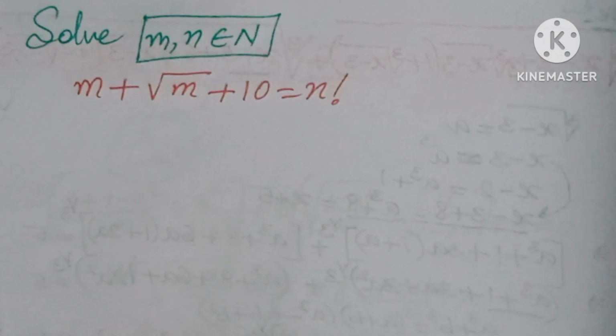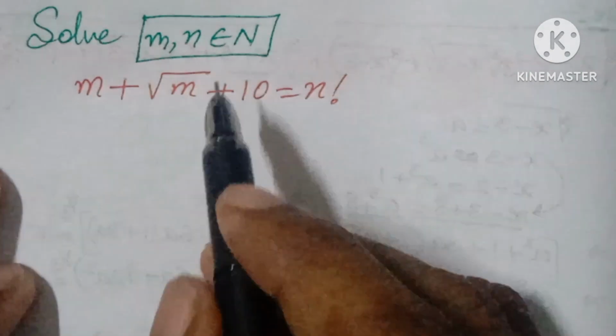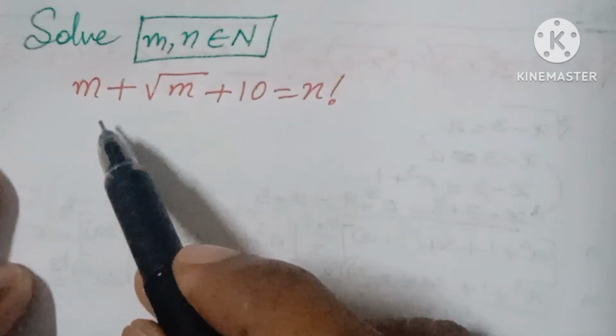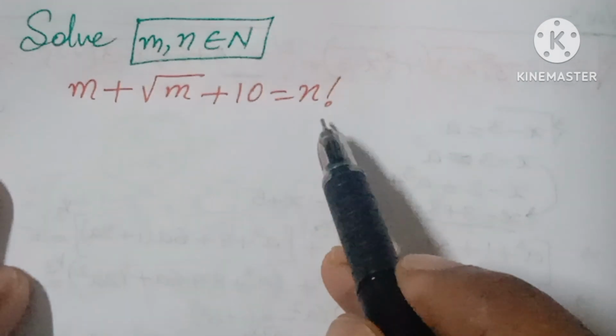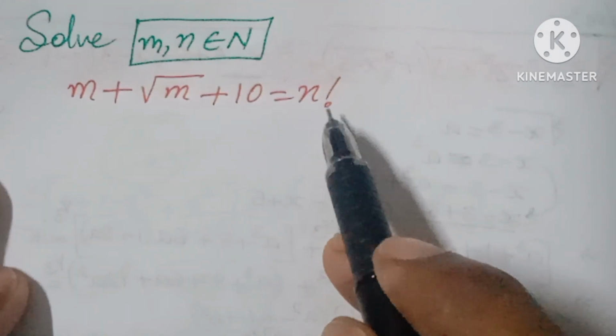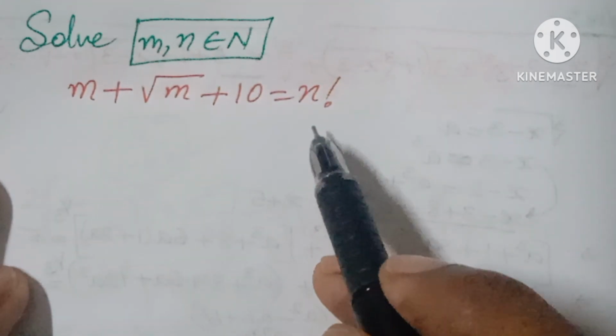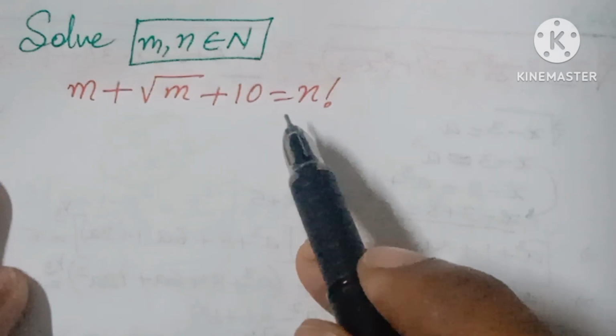Today we are looking at one Olympiad problem. Solve for m, n belonging to natural numbers: m plus root m plus 10 equals n factorial. As you are going to solve this problem, pause the video for 10 seconds and try it.